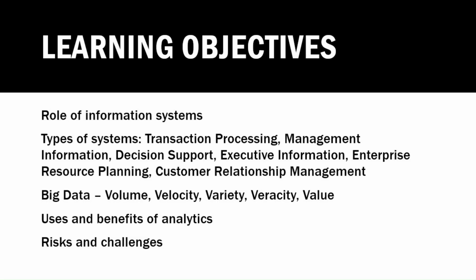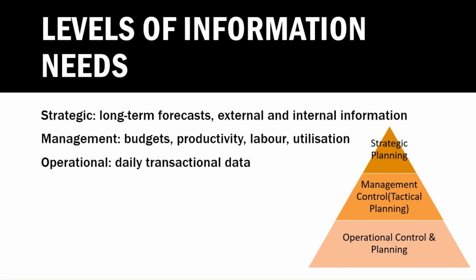Different levels of management need different types of information. At the strategic level, senior managers need forecasts, competitor data, and external information for long-term planning. At the management level, middle managers use budgets, productivity reports, and labor data to control performance. At the operational level, staff rely on detailed daily transactions to keep the business running.